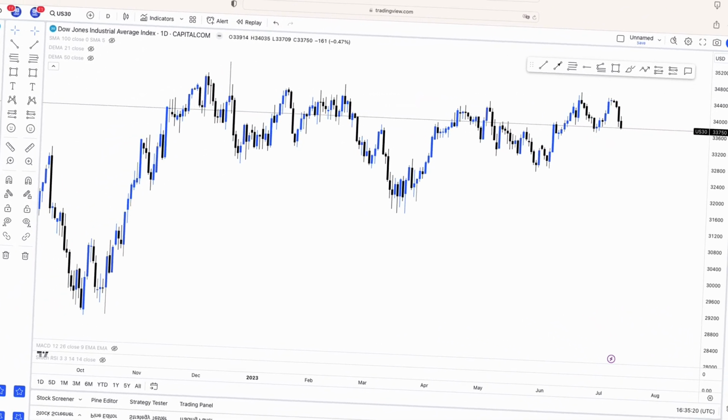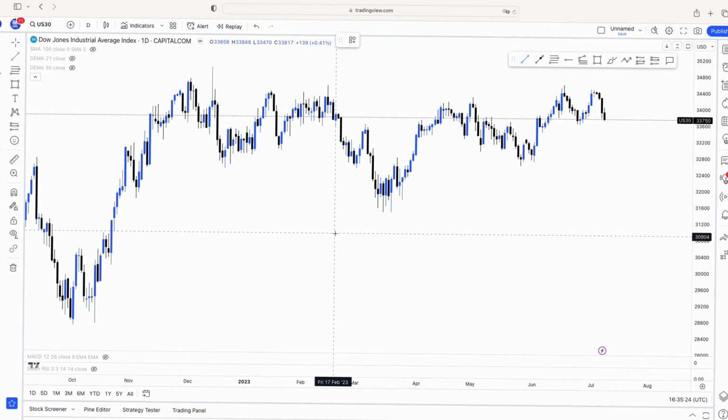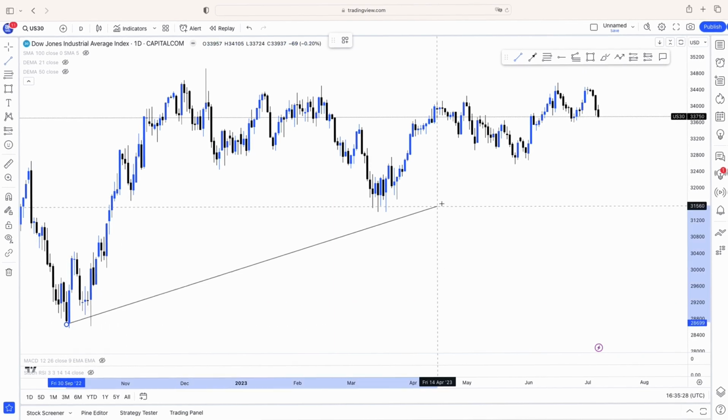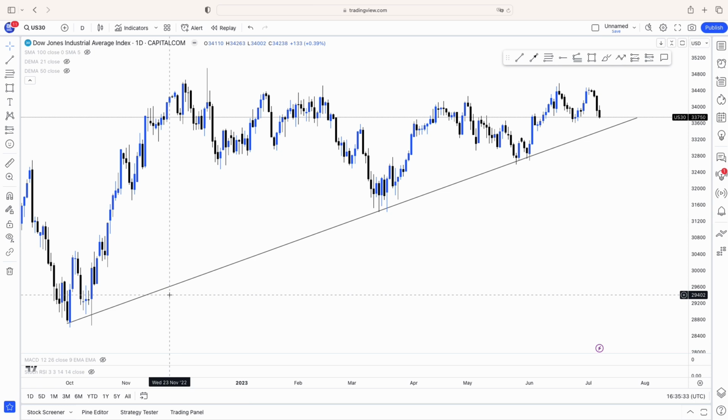So in today's video we'll be analyzing US30. It's a top-down analysis, but I'm not gonna start on weekly because we've been analyzing weekly in the past videos, so it's just a continuation. The first thing I spot is this diagonal support.